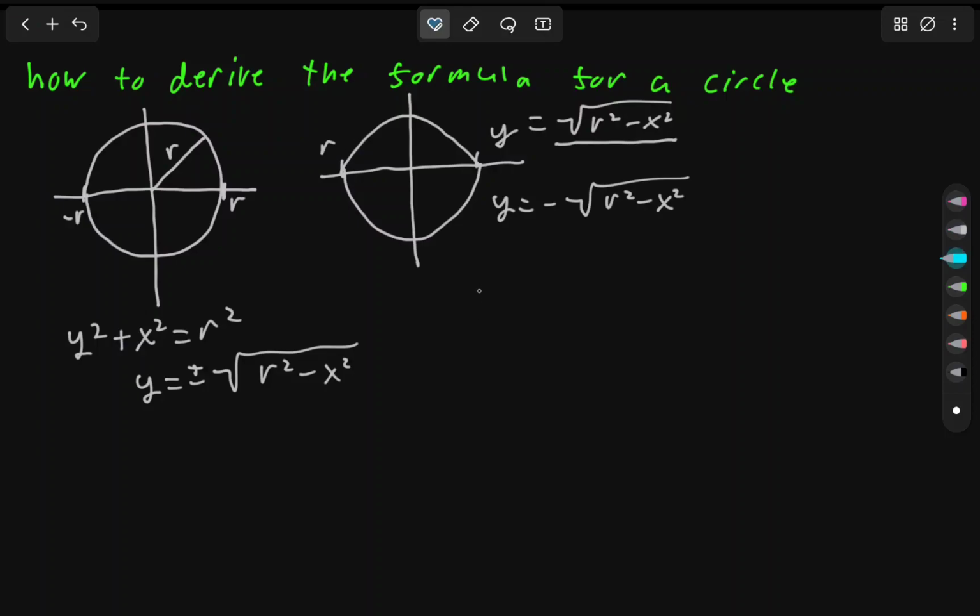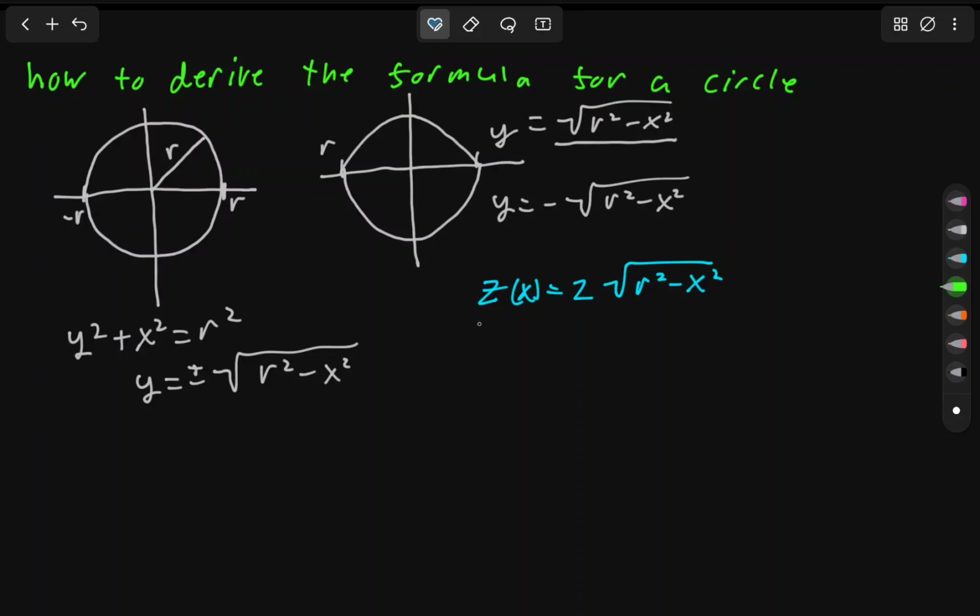So we're going to real quickly define a new function here. Let's call this z of x is equal to 2 times the square root of r squared minus x squared. Now what I want to do with this function is integrate it. This really doesn't represent anything on the circle, but if I integrate this, this will give me the area under the curve.